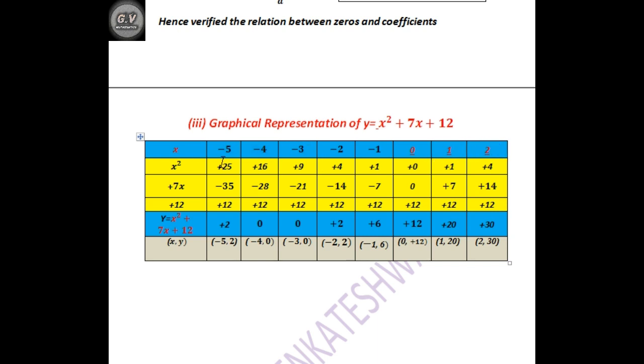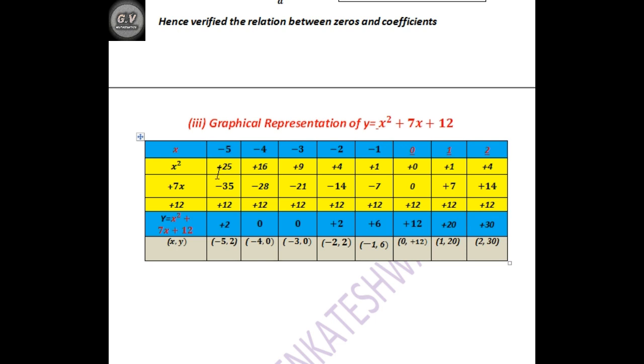First of all, these are the x values, the blue row which indicates the values of x, and the next yellow color boxes represent the polynomial. We need to consider the values of x square. X square means each and every value of x is multiplied two times. Square of any integer is always positive.